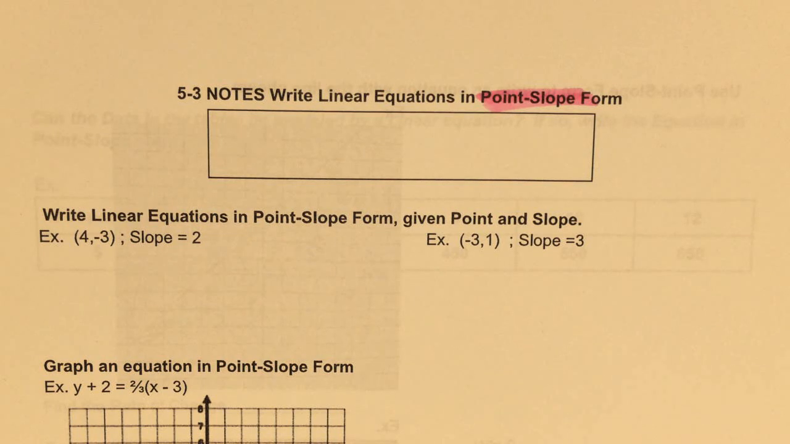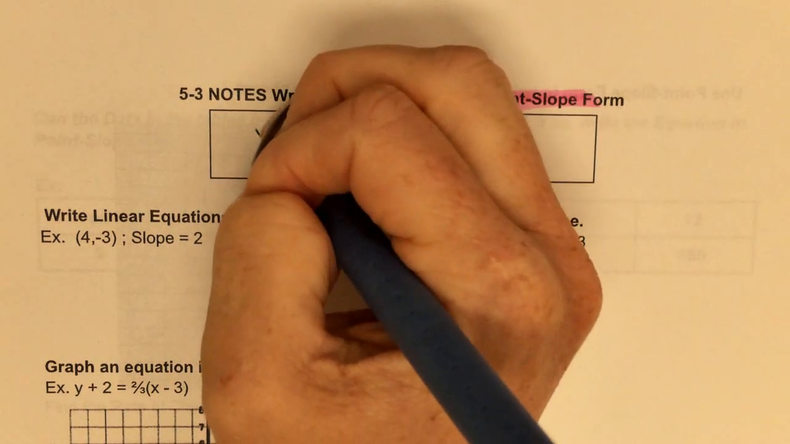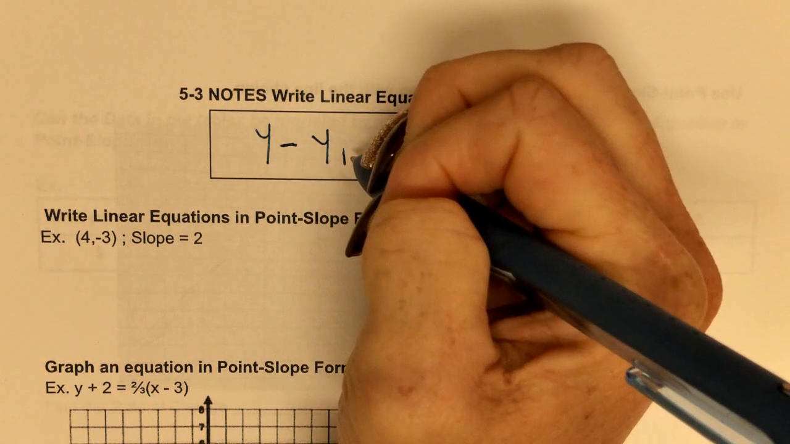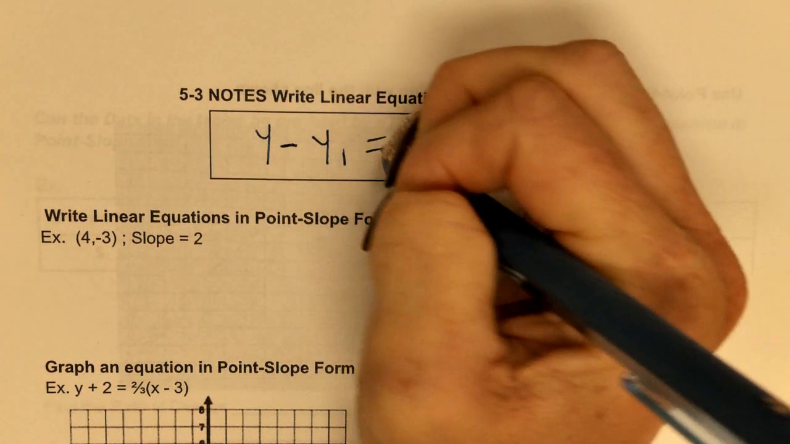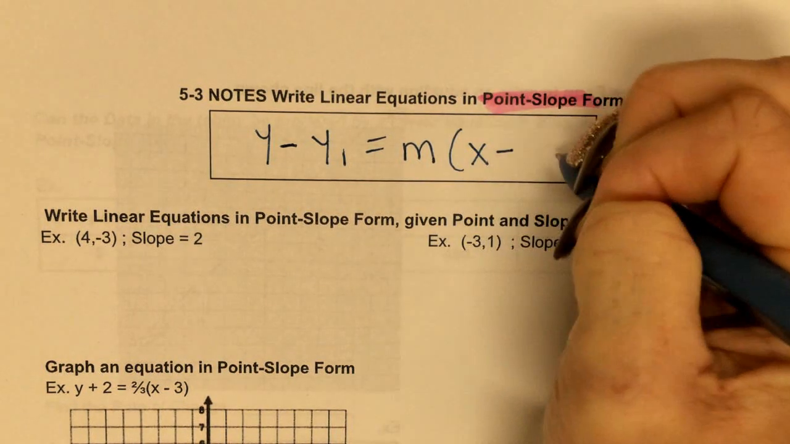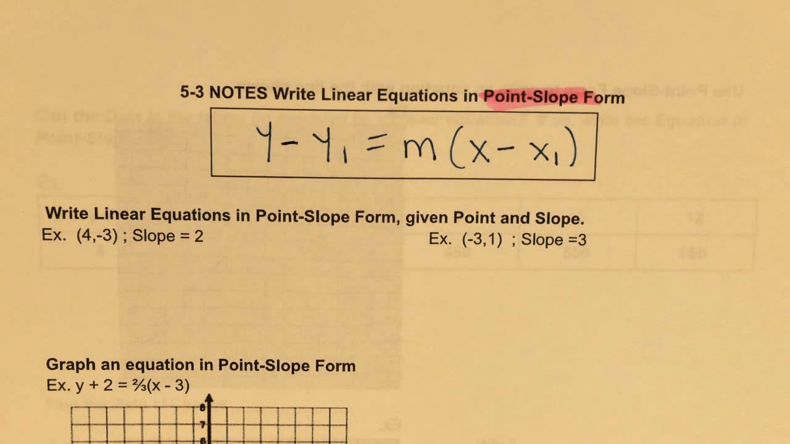And I am getting this straight from my star chart. Yes, point-slope form is written y minus y1 equals m, open parentheses, x minus x1. And again, where did I get this from? From the star chart. You do not have to memorize this.